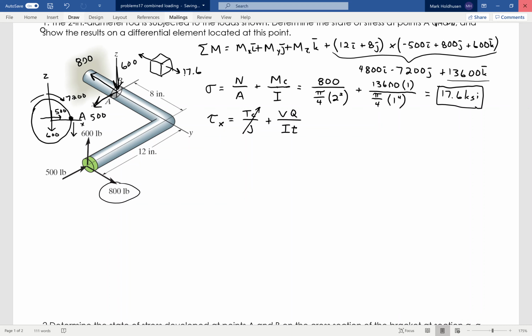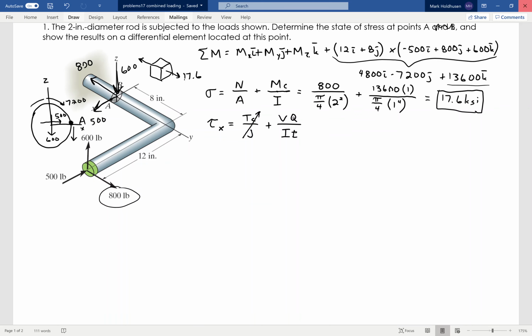Now the other thing is, in the x direction, I do have a shear of 500. However, in the x direction, it's at the edge. Again, the shear stress at the edge is 0 because Q is going to go to 0. So the shear stress in the x direction is 0, so that's pretty straightforward and simple, I hope.